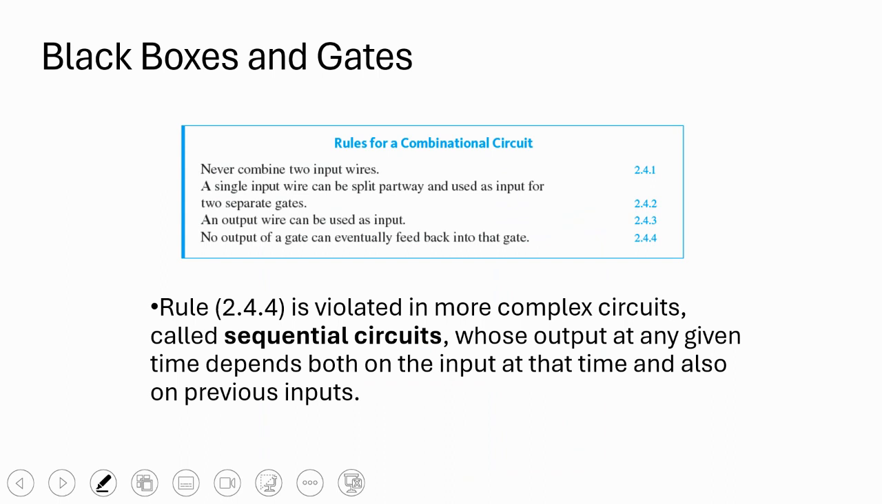Here are a few general rules for combining circuits. Never combine 2 input wires. A single input wire can be split partway and used as input for 2 separate gates. So while you don't want to combine 2 inputs, you can split an input. An output wire can be used as an input. So once a wire is an output, it can be input into another circuit or box.